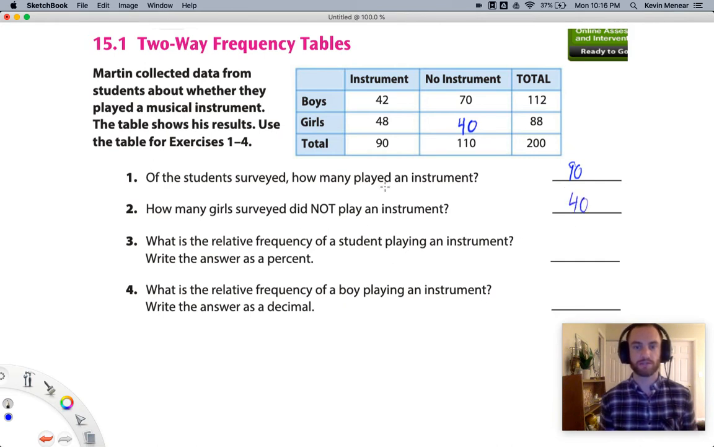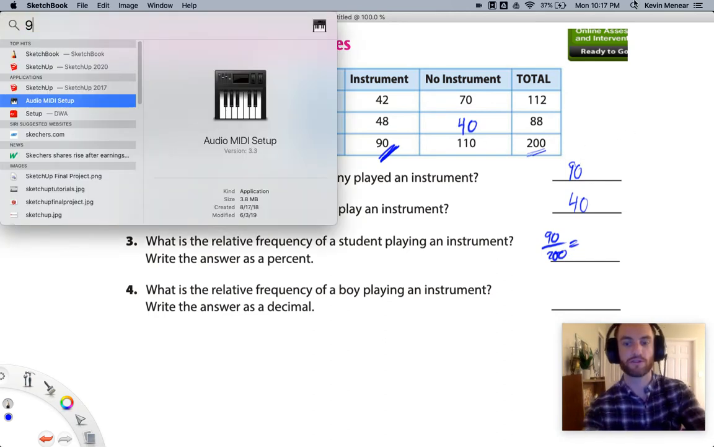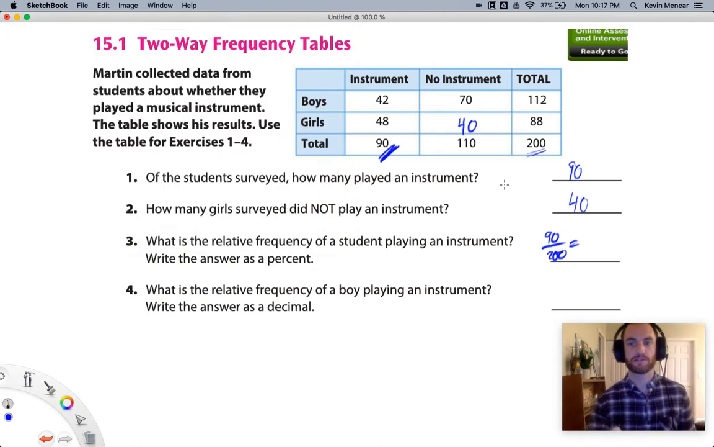What is the relative frequency of a student playing an instrument? What does that mean? It means what's the percentage of all the students, that's 200 students in total, what's the relative frequency that they played an instrument? So that would be 90 over 200. The total number of students that played an instrument over the total, 90 over 200, is 0.45. Or in other words, that would be 45%.